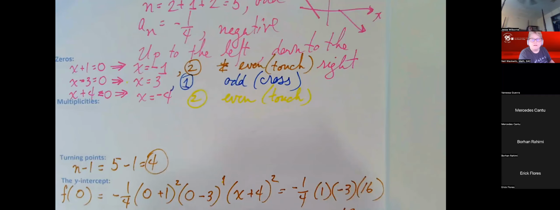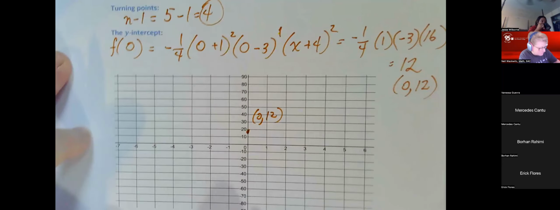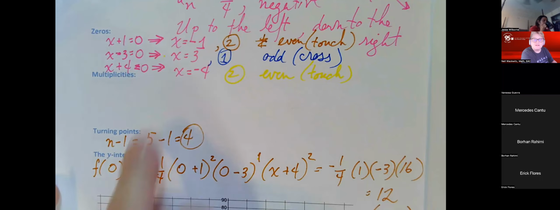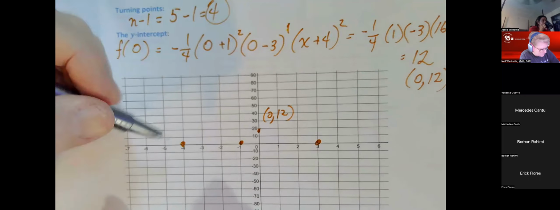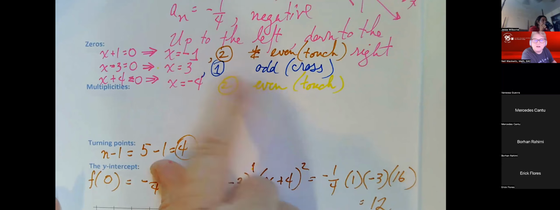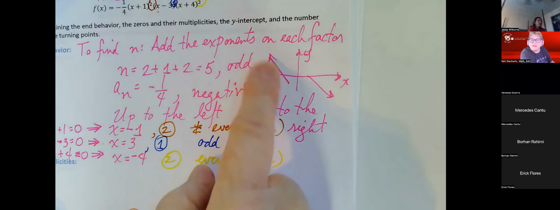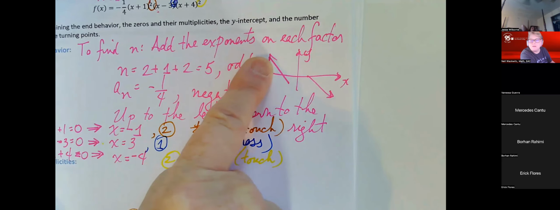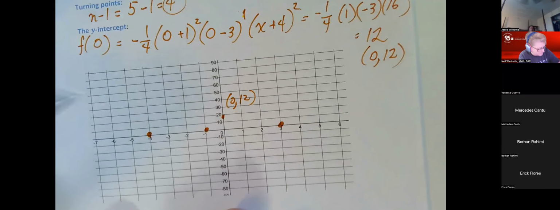The zeros are -1, 3, and -4. So -4, -1, and 3. And let's remember what we do. At x equals -1, we touch. At x equals -4, we also touch. And at x equals 3, we cross. And the end behavior tells me I'm coming from above on the left and I'm leaving down on the right. So that helps.